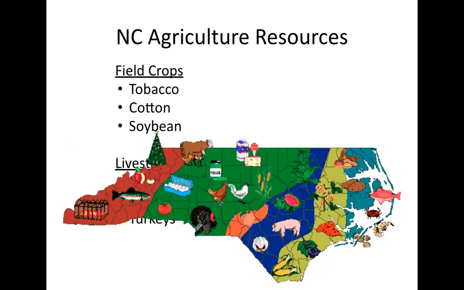Some agriculture resources that we find in North Carolina include things like field crops, okay? So tobacco, cotton, and soybeans. And then when we get into livestock, this is hard to see, sorry, because of the picture, I'll shrink it. But you've got things like turkeys underneath.